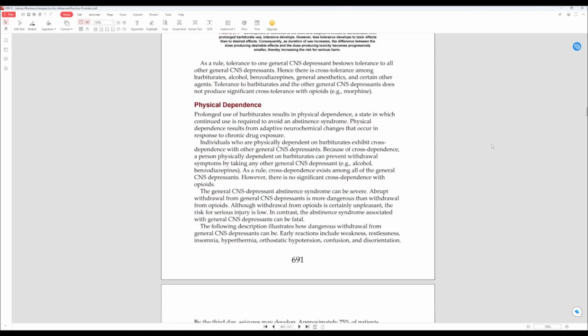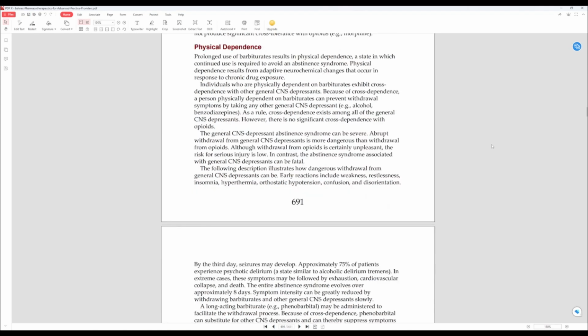Which brings us now to the opposite side of physical dependence. Prolonged use of a barbiturate results in physical dependence, a state in which continued use is required to avoid an abstinence syndrome. Physical dependence results from an adaptive neurochemical change that occurs in response to chronic drug exposure. Individuals who are physically dependent on a barbiturate exhibit cross-dependence with other general depressants.